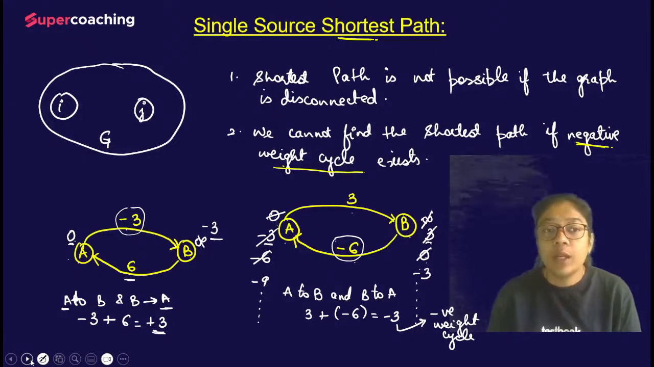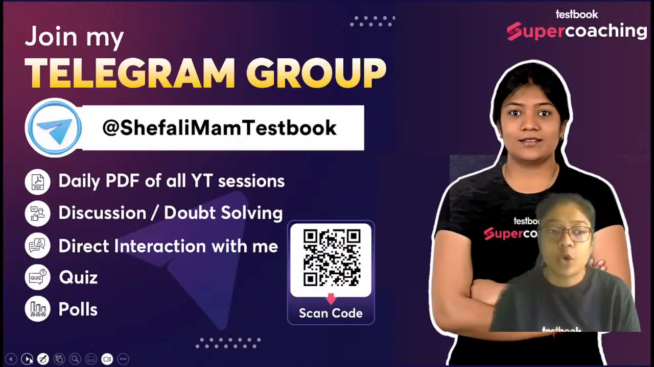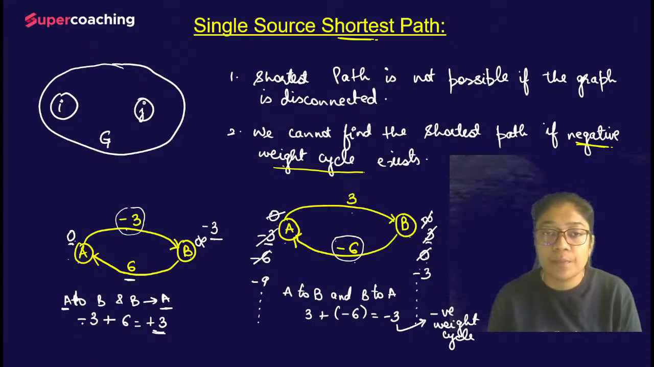Now, there are a few algorithms to find out the shortest path. Can somebody name those algorithms?